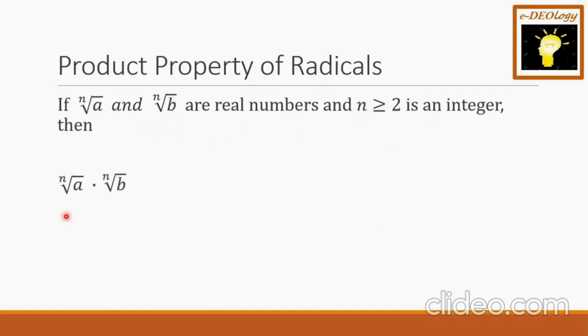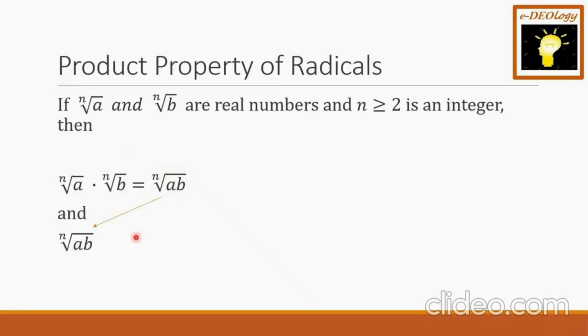Then, if we're going to multiply this nth root of A and the nth root of B, take note that the indices are the same. The answer will be that radical with the same index, and we're going to multiply the A and the B. So you see here, the answer is the nth root of AB. This equation here is what we call the product property of radicals.